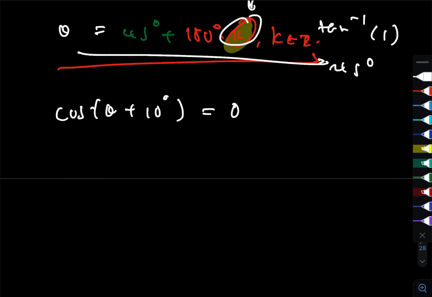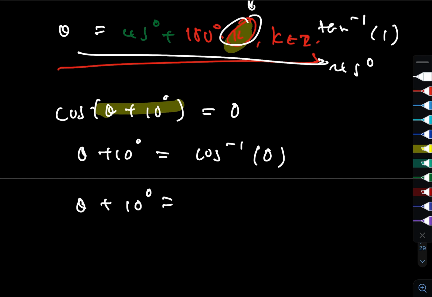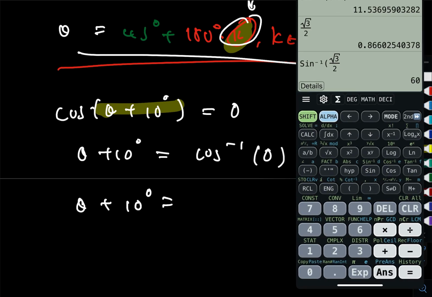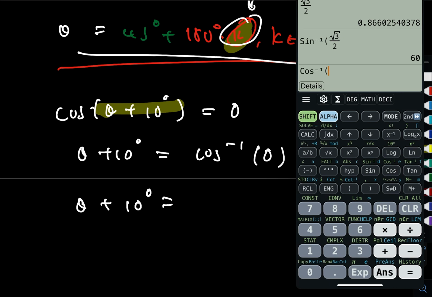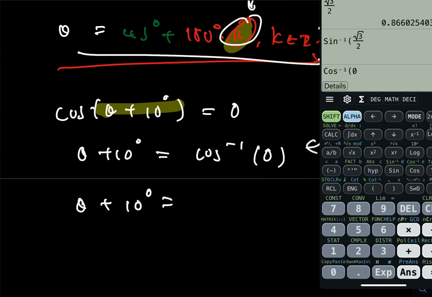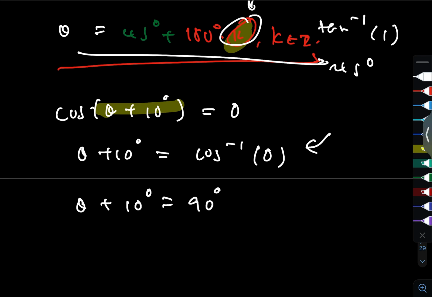Now 0 is a number between -1 and 1, and I'm fine with it. All I need to do here is to treat this thing as a whole. I'm going to apply the inverse cosine to both sides, and then theta plus 10 degrees equals inverse cosine of 0. Now theta plus 10 degrees equals my reference angle. If I punch that in a calculator, that's shift cosine 0, and that's going to be 90 degrees. So I'm getting 90 degrees as a reference angle.